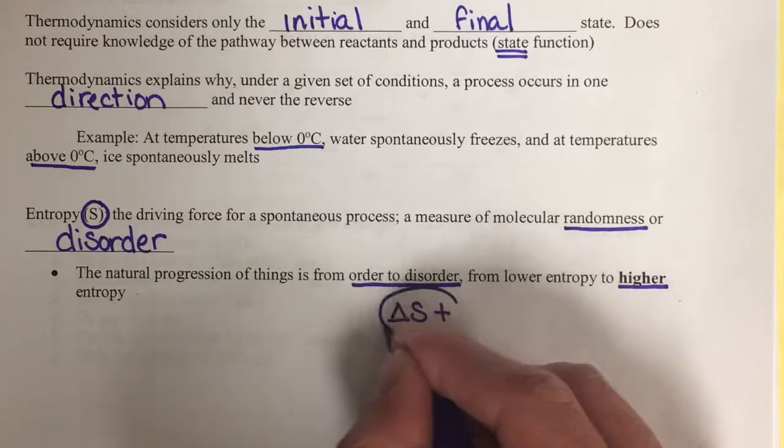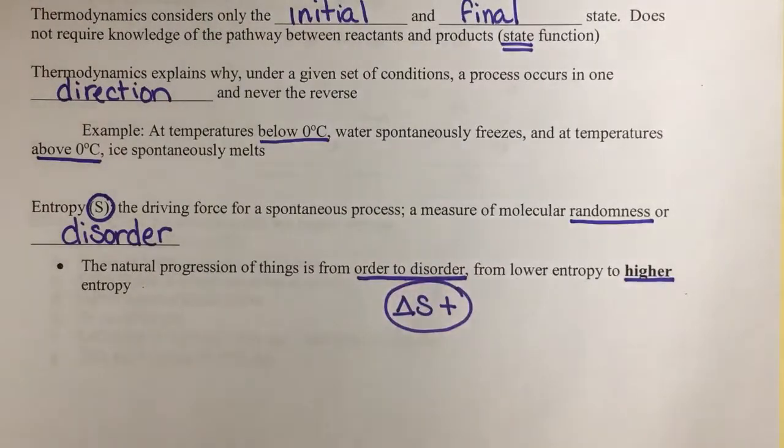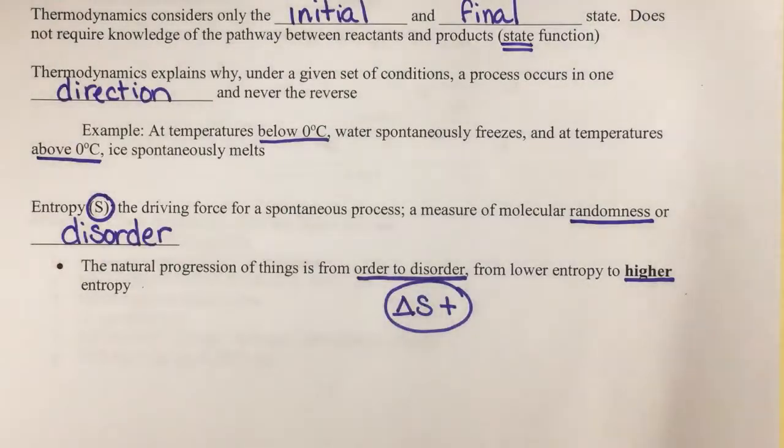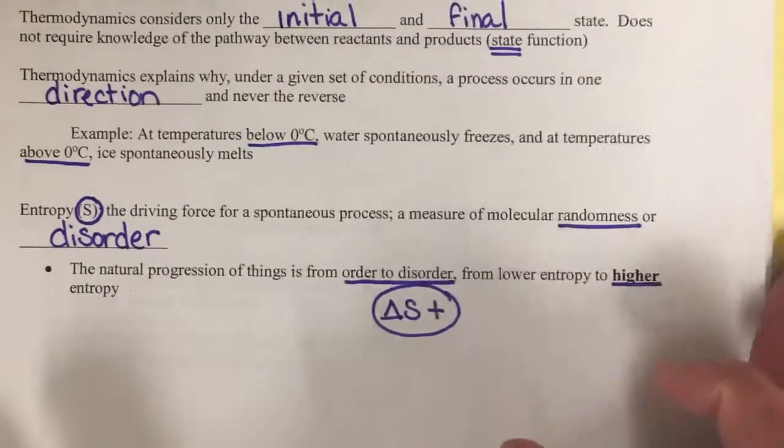If I have more disorder, it's going to be favored. So think about it this way. If I have a deck of cards and I throw them up in the air, they're going to scatter. More disorder, that's favored. There's a slight possibility that if I throw them up in the air, they'd come back completely evenly stacked. But that's a very, very small chance because disorder is favored. Randomness is favored.